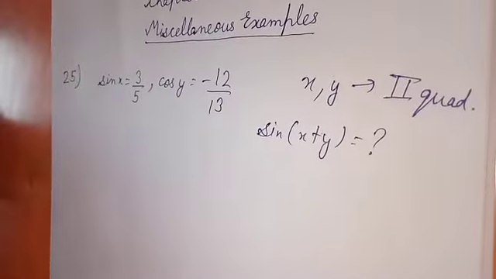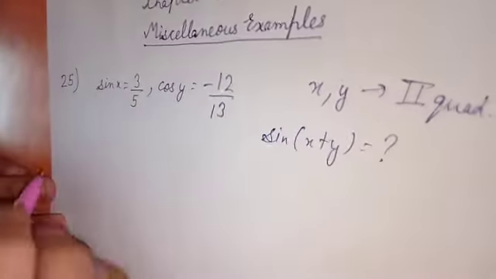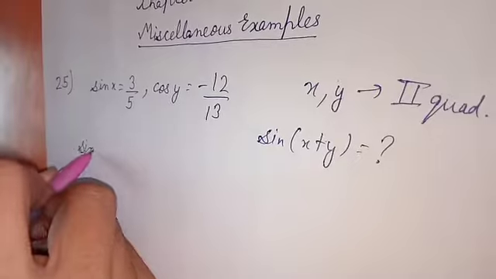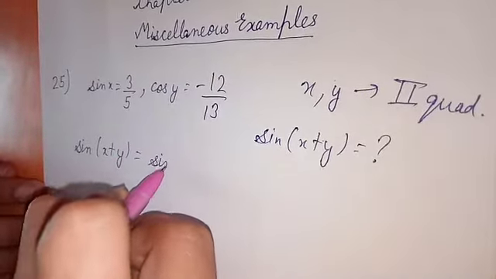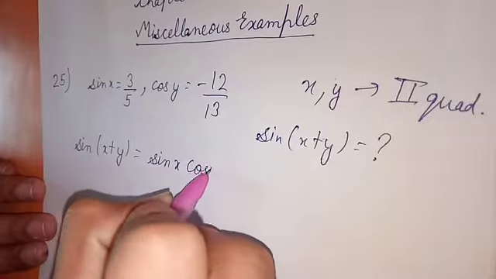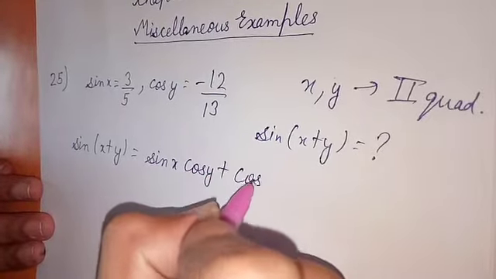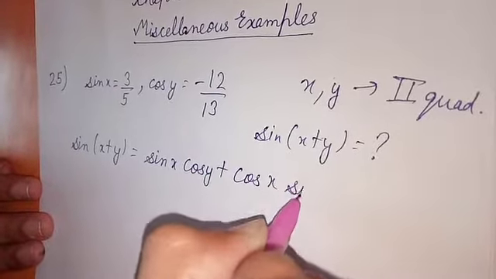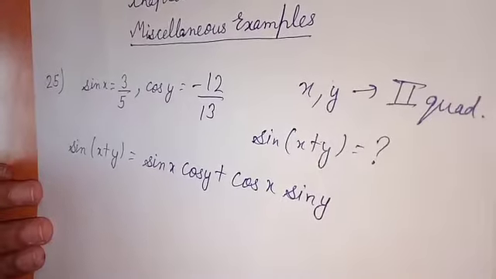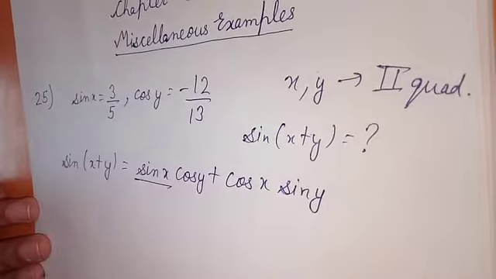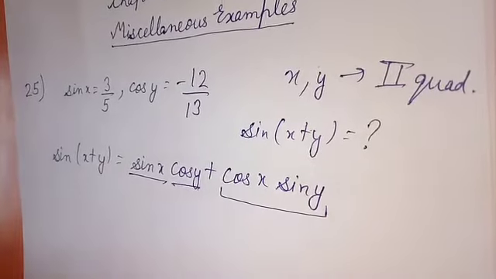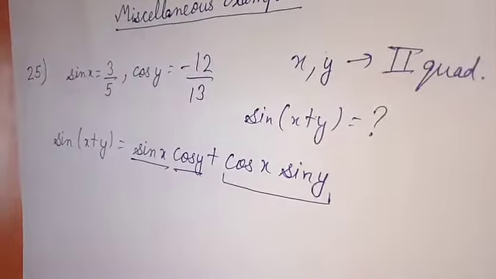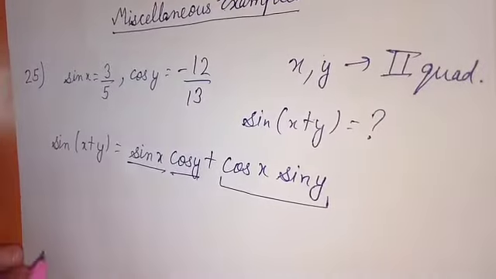Okay, now we know sin(x + y) is equal to sin x cos y plus cos x sin y. We are having the value of sin x and of cos y. So first of all, we will find the value of cos x and sin y.